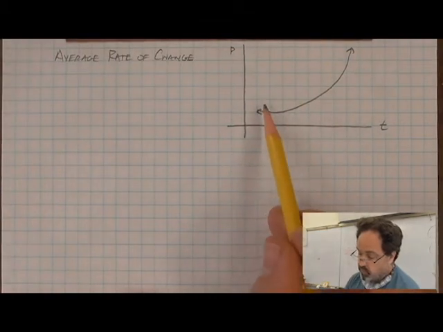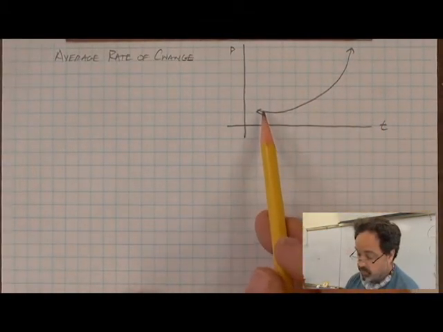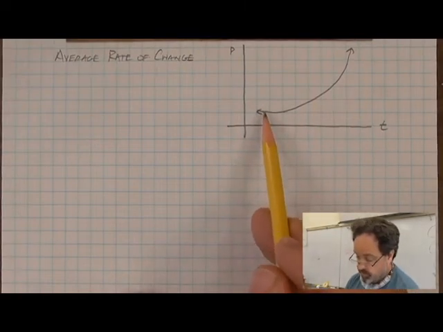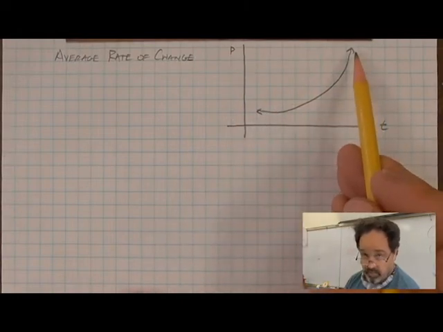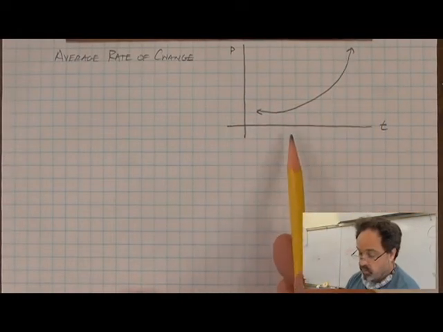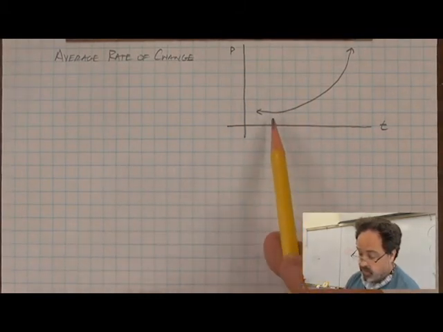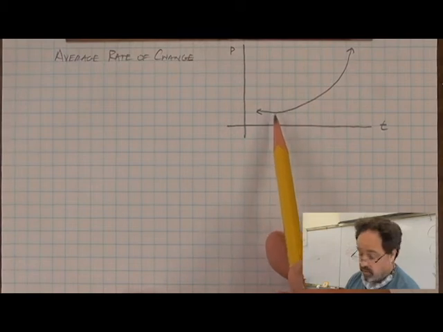So if this is a graph of the position of something, it should be obvious that the position is changing over time. It looks like the position of something is going up as time goes on. And so when we talk about the average rate of change, we're thinking about the rate at which the position is going up. And that concept is called velocity.